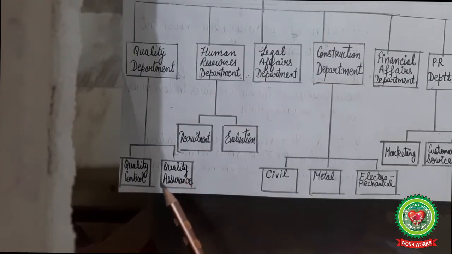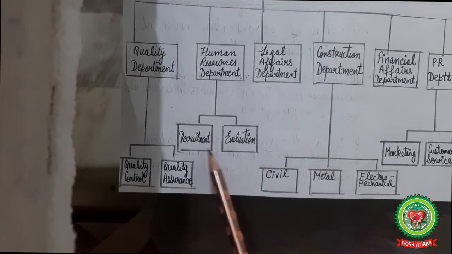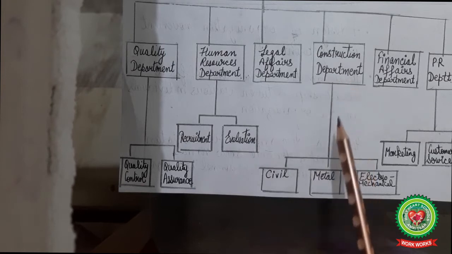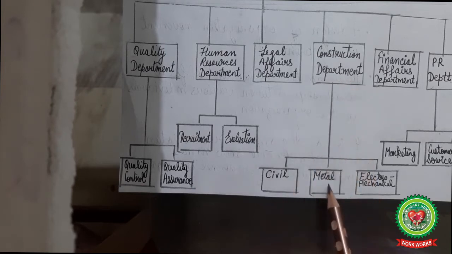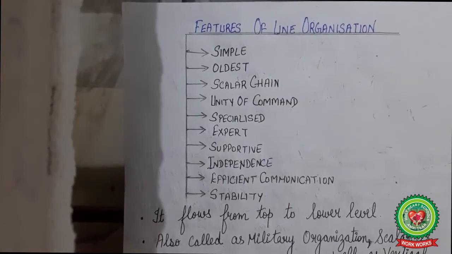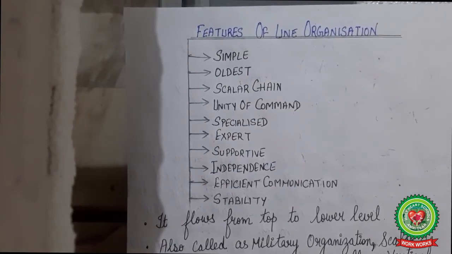And every department has further categorization of personnel to help them. Like quality department has quality control head, quality assurance head, recruitment, evaluation. Construction department has civil engineer, metal engineer, electromechanical engineer. The public relation department has marketing head and customer service operator. So we have discussed line organization.